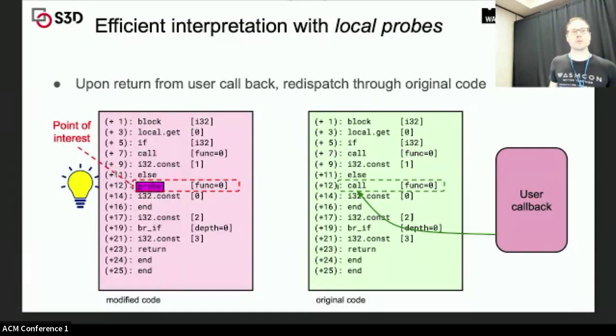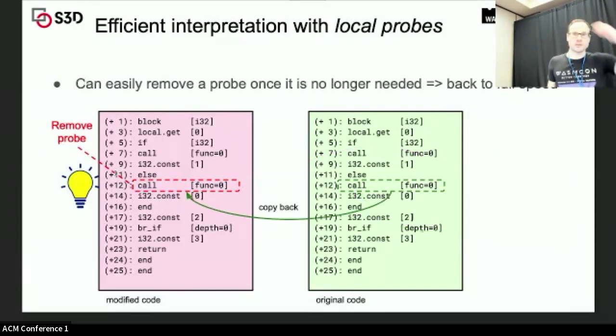And then we can get to the original code, because we've made a copy, and so all the offsets match up and stuff like that. And so then we can do the original logic. We can also remove the probe easily because we can just copy this byte over. So removing the instrumentation is the superpower of doing it this way.